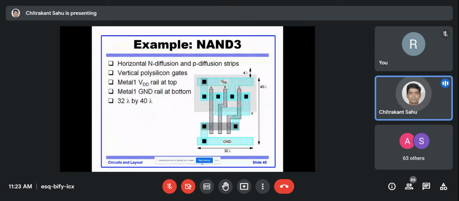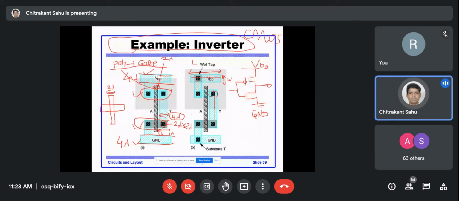Okay. So now let me complete how this is the layout of a CMOS inverter. If we correlate with this diagram, just correlate with this diagram. I'll first erase a few things. Then I'll explain how it belongs to one.